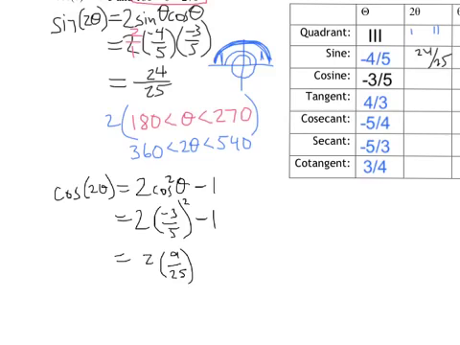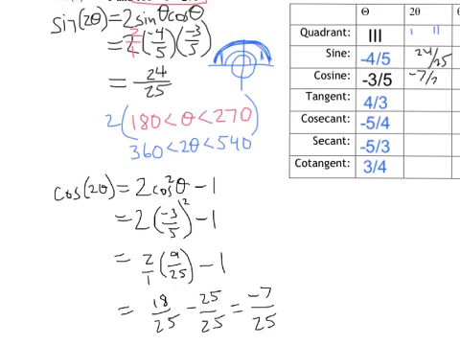I still need to multiply that by 2, and then I'll have to subtract a 1 from that. So that's 18/25 minus 1. As a common denominator, that would be minus 25/25. And 18/25 minus 25/25 is negative 7/25. And so that's our answer. We can fill that in. Negative 7/25.